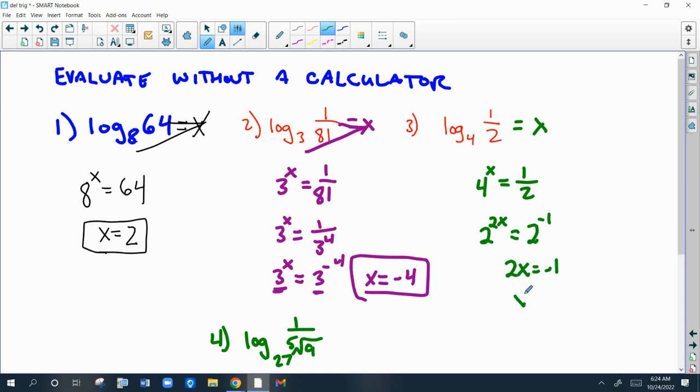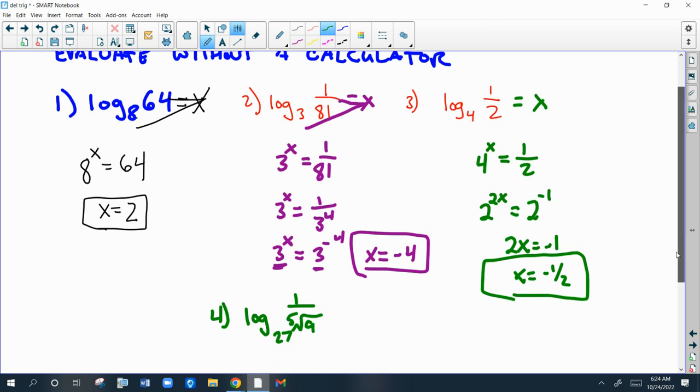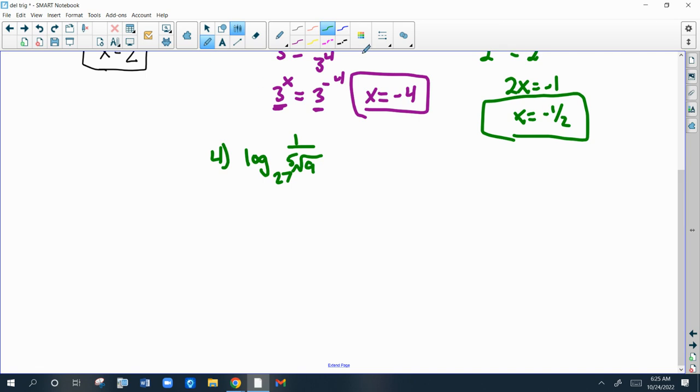And so this gets pretty simple, I hope. So x is negative 1/2. Therefore, the log base 4 of 1/2 is equal to negative 1/2. And then one more. We have the log base 27 of 1 over the 5th root of 9.